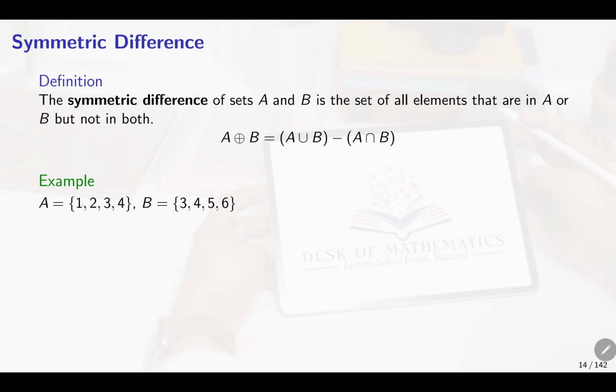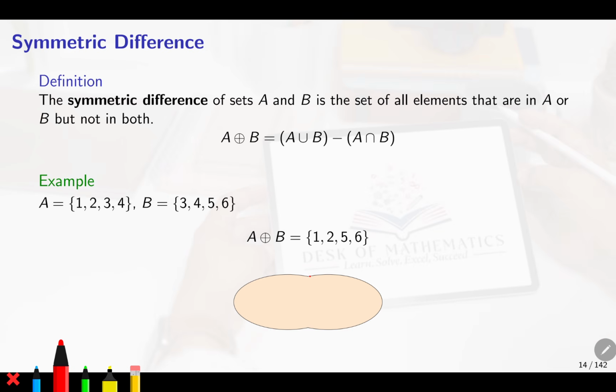So if you have A as 1, 2, 3, 4 and B as 3, 4, 5, 6, the symmetric difference tells you that I will take all those elements which are either in A or in B but not in both. For example, in both you have 3 and 4, which are common, so exclude them. The elements will be 1, 2, 5 and 6. So you are excluding the intersection, this part, and you are just taking the union of this part and this part. That is the symmetric difference of the two sets A and B.